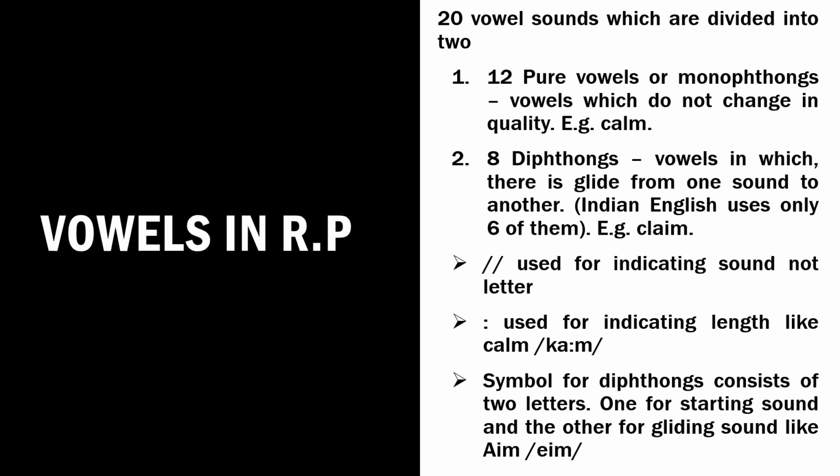Another important thing is that when we write diphthongs, we mostly use two letters to indicate there is a change from one sound to another. Here you can see an example, which is aim. There is a sound of A, E in the beginning, which is the sound of A, I, and that diphthong is written as E, I. In coming classes, we will learn about diphthongs and monophthongs, and after that we will go to consonant sounds.